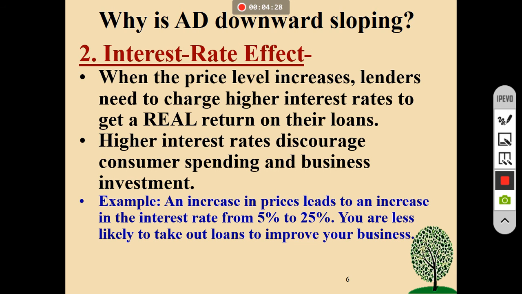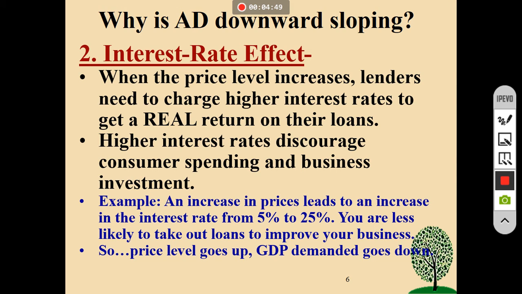So an increase in the price level leads to an increase in interest rates. If things get more expensive, they have to raise the interest rates to cover that, so they're still making a profit. So moving from 5% to 25%, you're less likely to take out a loan to improve your business, right? If you're getting a loan at 25%, you probably don't want to take that loan, right? So our relationship: price level goes up, GDP demanded goes down, right? So again, causing it to be a downward sloping line.